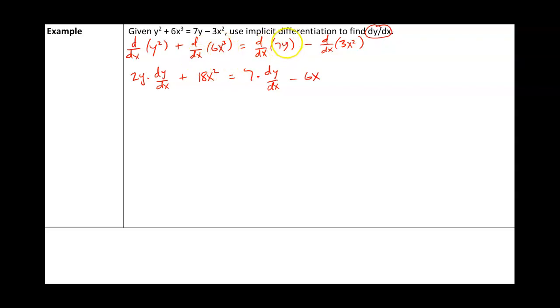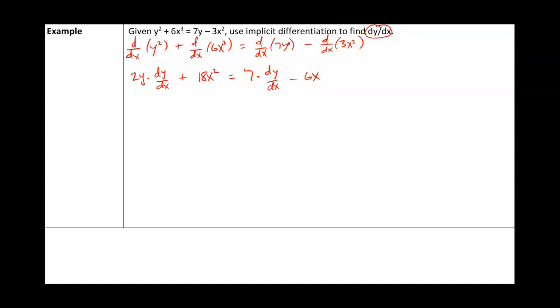Here, the derivative of 7y is 7. There's like an invisible 1. 1 times 7 is 7. The y goes away. But because we have y with respect to x, we have that dy dx. And then here we have 2 times 3, which is going to be a 6x.